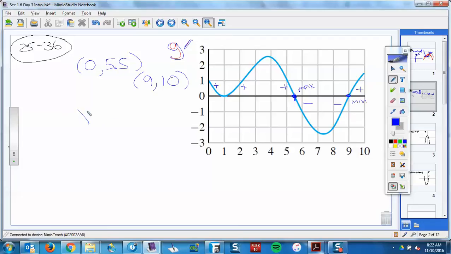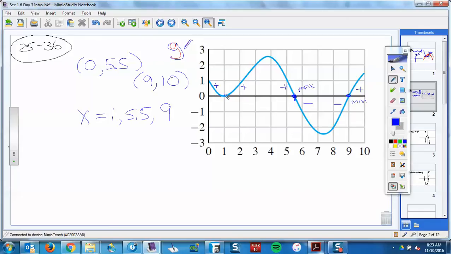Missing one. And 1. What are stationary points? When G prime is 0. So there, and there. Even though it doesn't cross, it's still a stationary point. It's where it's 0. So where it hits the x-axis is a stationary point.